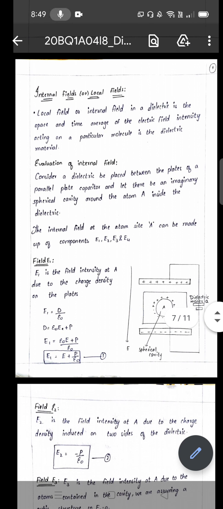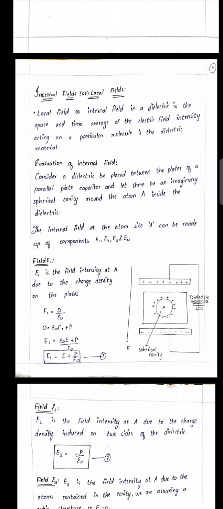Now let's see internal fields or local fields. The local field or internal field in a dielectric is the space and time average of the electric field intensity acting on a particular molecule in the dielectric material. Evaluation of internal field: consider a dielectric placed between two plates. See, here is the dielectric placed between these two plates, a parallel plate capacitor, and let there be an imaginary spherical cavity. So we are taking a spherical cavity.